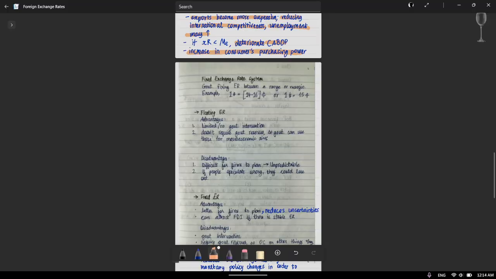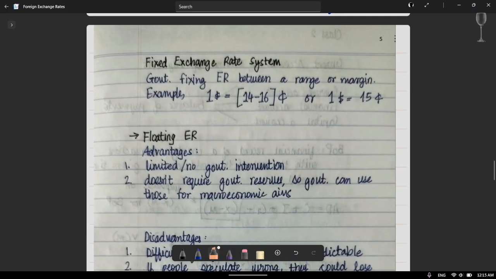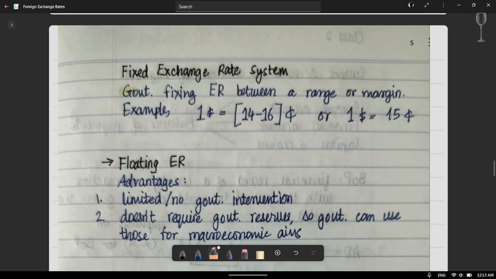Right. Last page, okay? Now, fixed exchange rate system is when the government is fixing the exchange rate within a range or a margin. For example, $1 could be between 14 to 16 Ghana cedis, or $1 could be 15 Ghana cedis. So it's not a particular fixed value. It can be a fixed value or it can be a range.